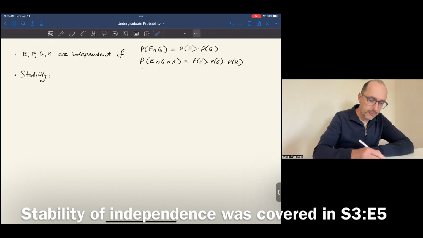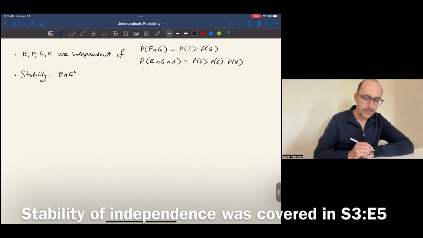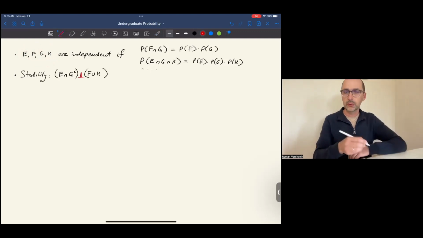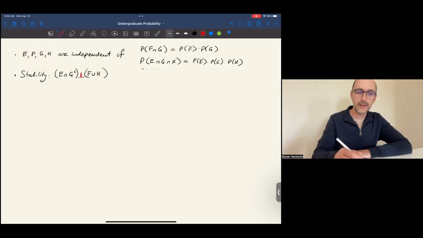For example, if you take events E and G and form any subset, such as E intersection G complement, that event will be independent of any event formed from the other subsets, such as F union H. Independence usually is denoted by the symbol that resembles orthogonality.